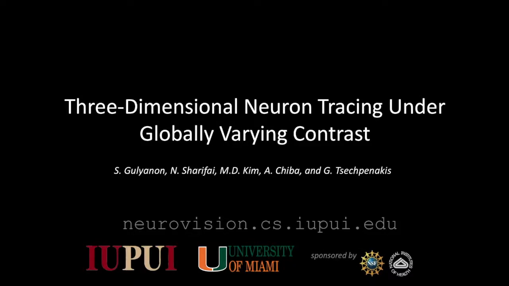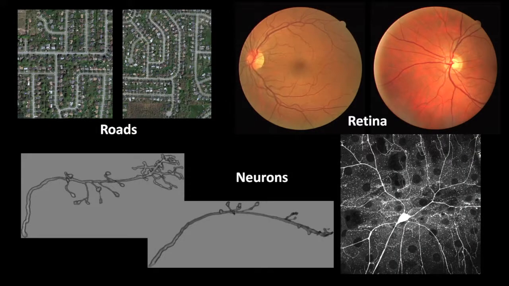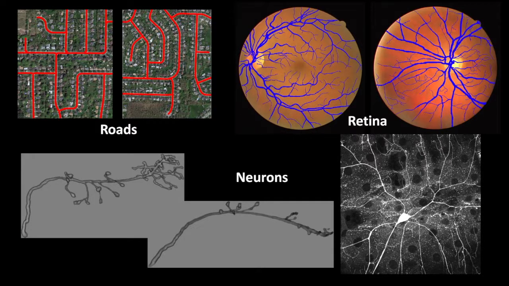This is a brief description of our novel tracing method for image stacks with globally varying contrast. Neuron tracing is the technique for extracting the centerline and underlying structure of neurons. It provides the model attribute of the neuronal morphology. Tracing methods can be applied to any curvilinear structure such as networks of roads and retinal blood vessels.